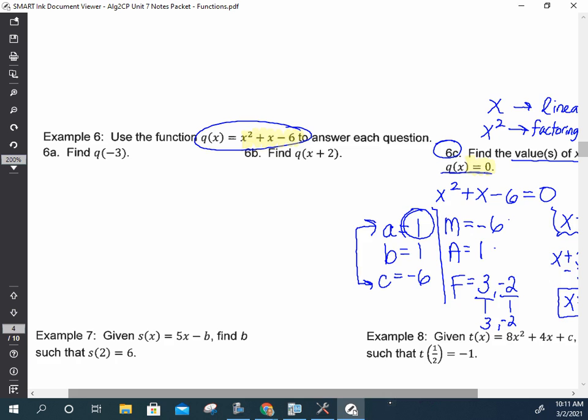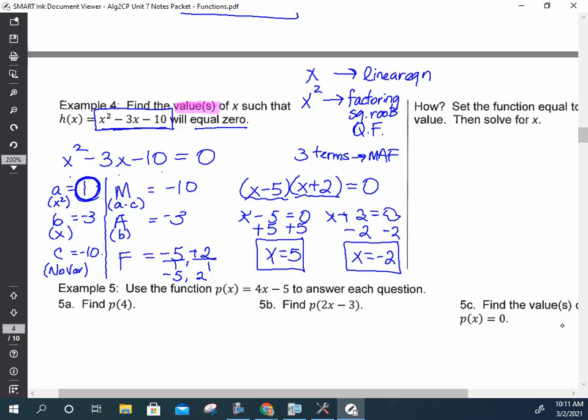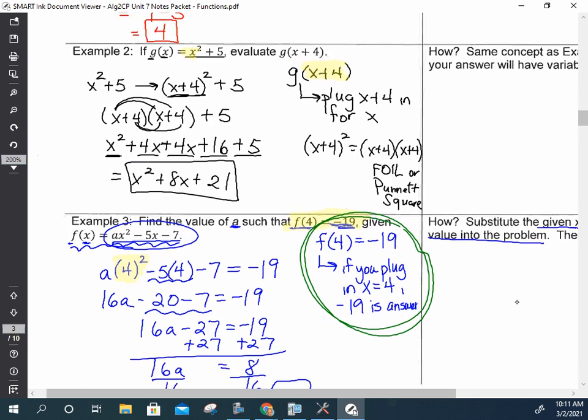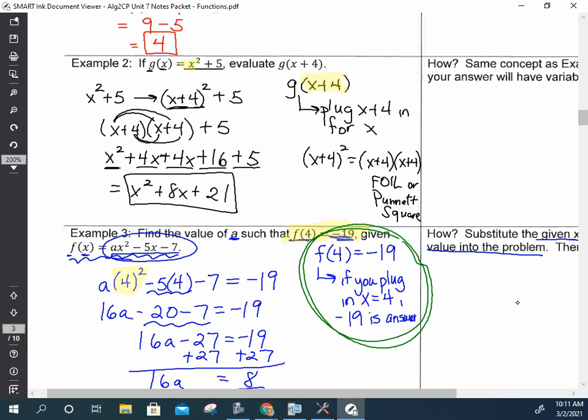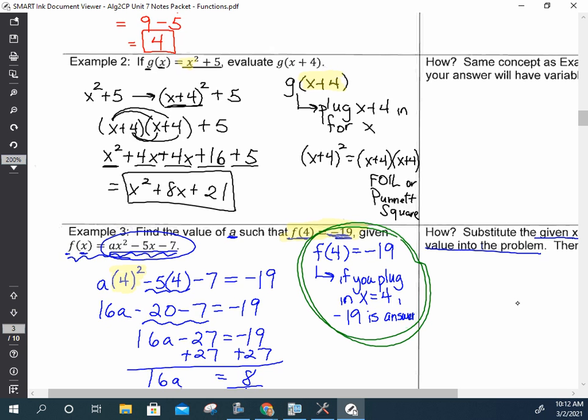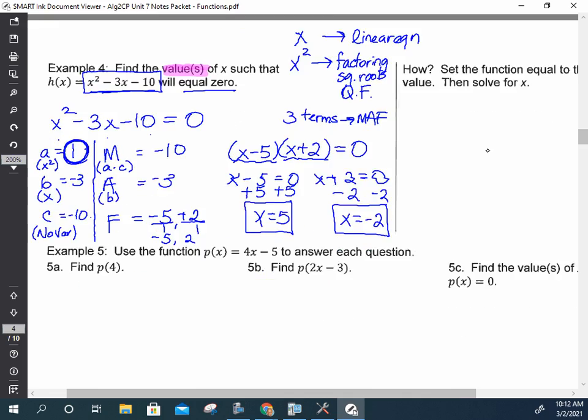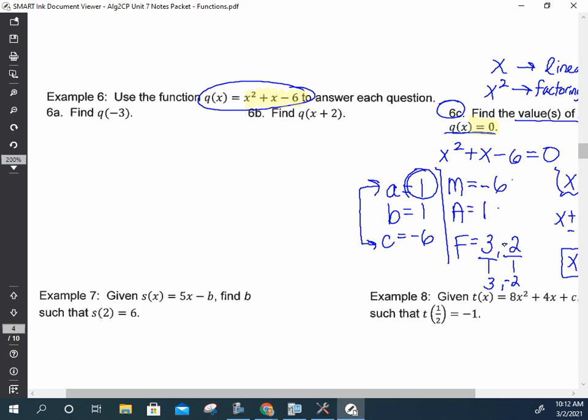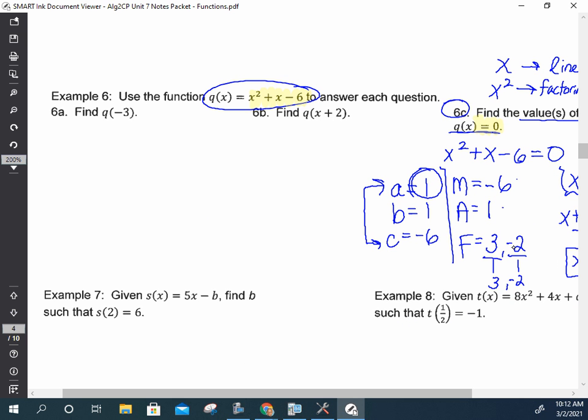All right, so we're going to do another example. We still got 10 minutes in class, so we're good. We're going to do another example like example number 2. We're still going to use the same function. We're going to find Q of x plus 2.